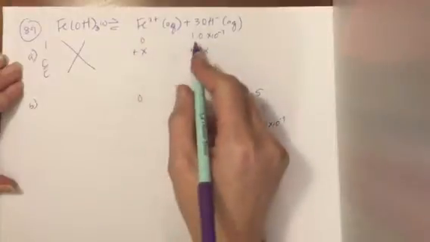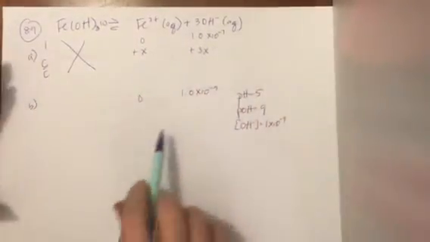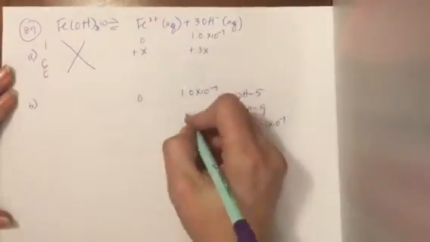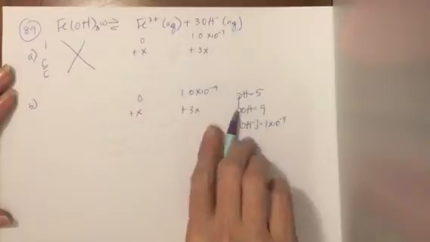So now when you're plugging this in, this will be 1.0 times 10 to the negative 9th. Now that number is so small we can probably disregard it, but then this is still going to be plus 3x, and this is going to be plus x. And then in C, you can look at it and see that it's at a pH of 11.